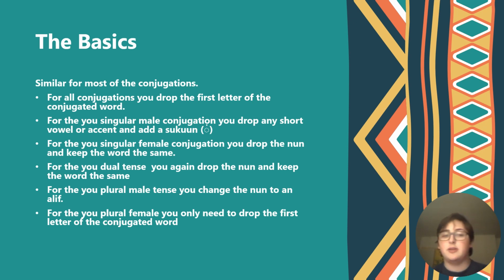For the singular female conjugation, you drop the noon at the end, the suffix it adds. Other than that, you keep the word pretty much the same, minus the universal condition we talked about at the beginning of the slide. And then for the dual tense, again, you drop the noon and keep the word the same. So it's a similar kind of process.